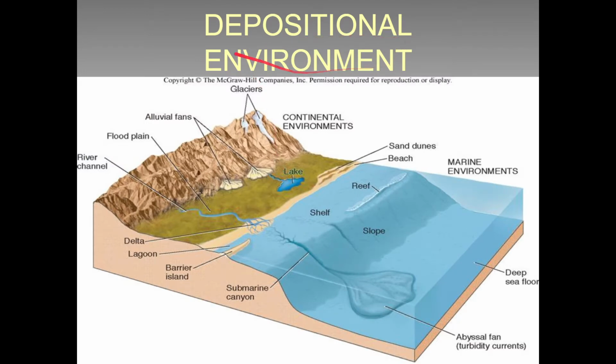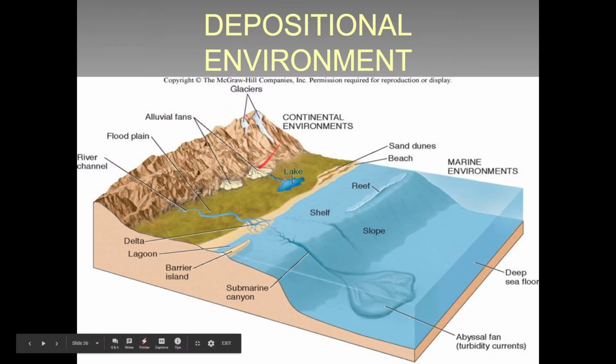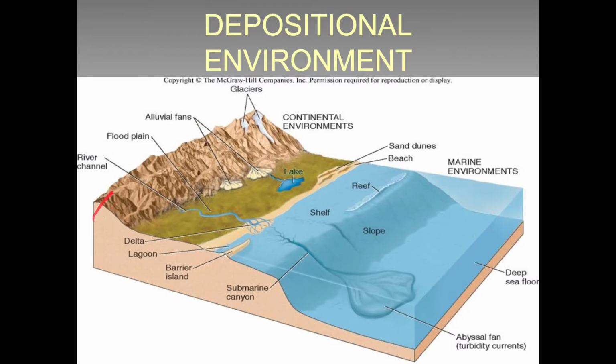So here's a whole bunch of depositional environments. I think this is a great little picture. You've got mountains up here. You've got glaciers. We'll spend a whole chapter on those. They're doing some weathering and eroding. You've got these alluvial fans like we just looked at. Lakes. You can deposit sediments in the lakes. You have the floodplain out here, and you have the river channel.